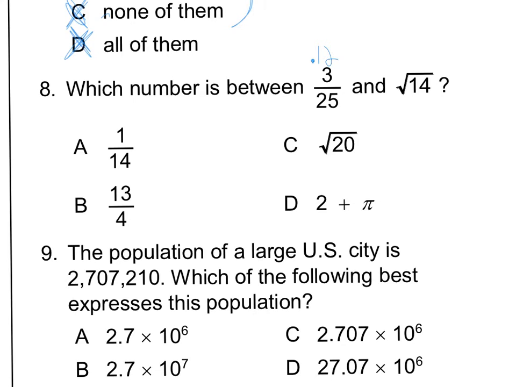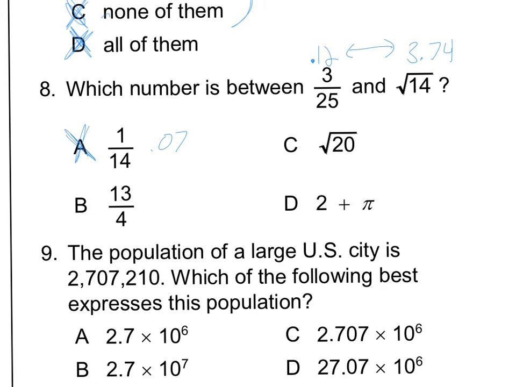And the square root of 14 is 3.74, and I'm going to stop there. All right, so we want something that comes in between those two numbers right there. First off, I've got 1 over 14. Put that in the calculator, you get 0.07. Does that fall in between those two? Nope, it's too small.